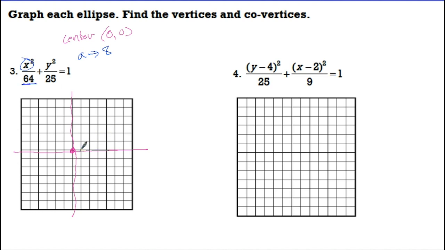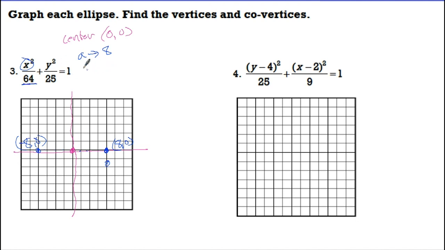All right. So let's make these each worth 2. 2, 4, 6, and 8. So that vertex is 8, 0. And then this is 2, 4, 6, 8. Negative 8, 0. All right.